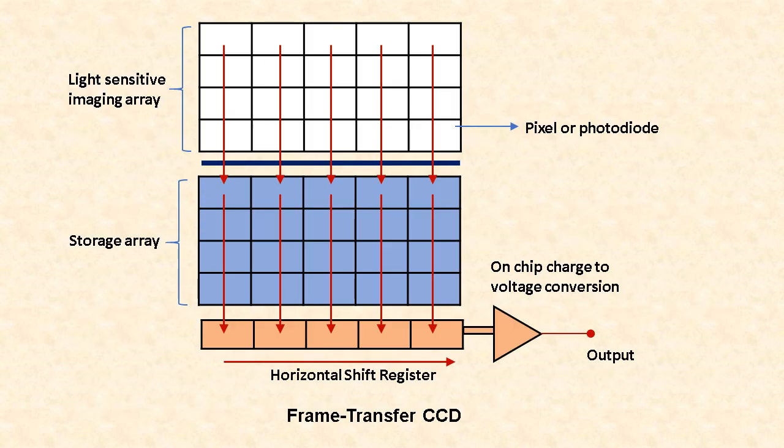This is the architecture of frame transfer CCD. Here, if you see, the total architecture is divided into two equal sized sections. The first section is the normal light sensitive imaging array and the second section is the storage array. The incident light falls on the light sensitive imaging array and the charge is rapidly shifted into the storage array. From the storage array, it is shifted to the serial output register and converted to an electrical signal.